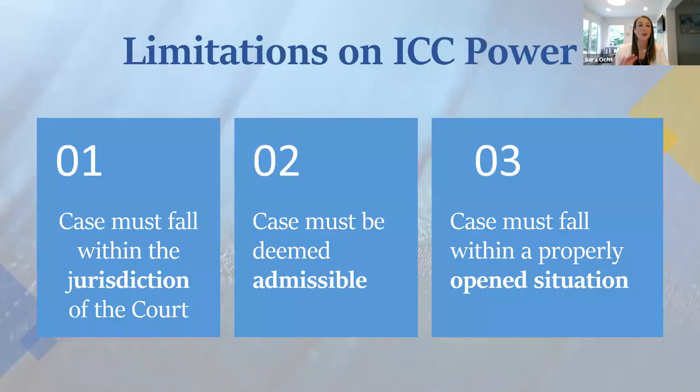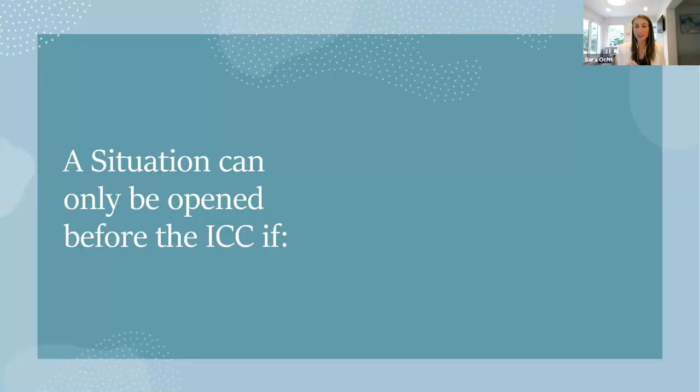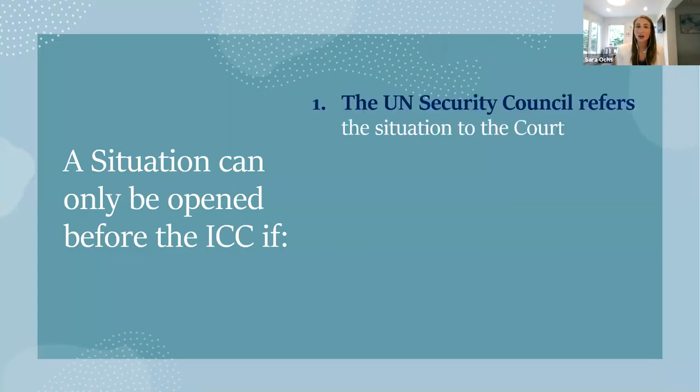Okay, third and final category of limitations. Even if a case falls within the jurisdiction of the court, even if it's admissible, it satisfies the complementarity and the gravity principles, it can only move forward in the court if the situation in which the case is in is opened in one of three ways. And these three ways are, first, one we've already talked about, the UN Security Council refers the situation to the court. This is fairly rare.